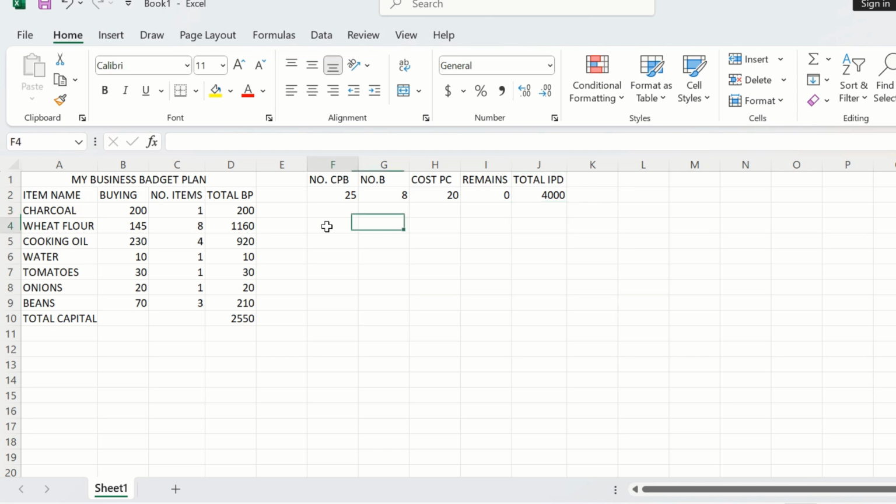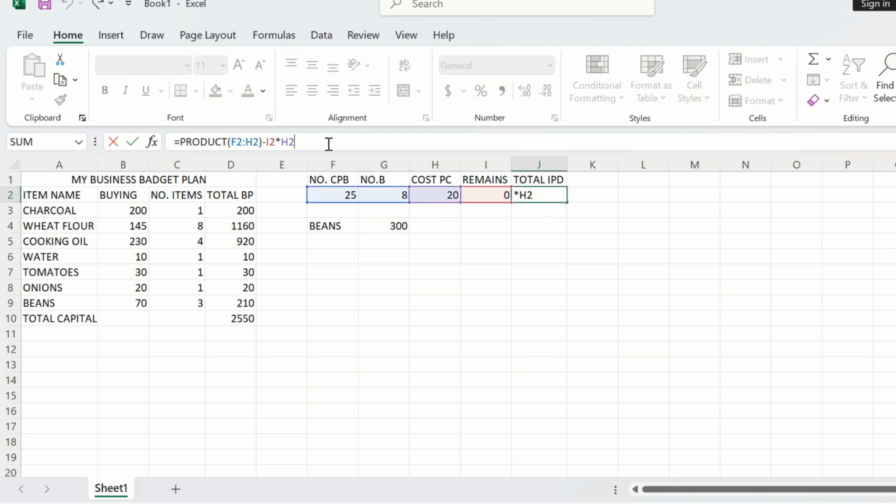So assuming you are dealing with beans and you cannot count the exact income that you get from it, we can just give it an approximation so that you can get the actual income. So beans, let's say it will earn approximately 300 shillings. So we can include it in our daily income, so that we get the total daily income from it.